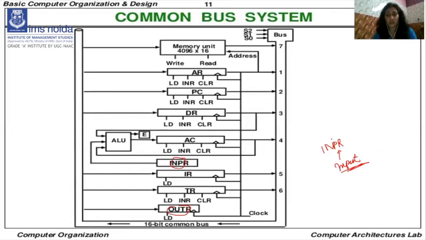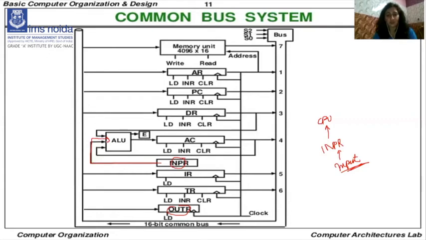After that, the input register will send that information to the CPU for processing. As you can see, that's why the input register is not connected directly through the system bus. It is directly connected through the ALU, meaning it sends the information to the arithmetic and logic unit, right?